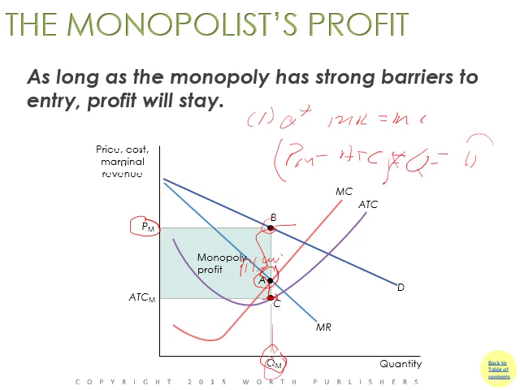Multiply that by the number of units that you sell, and that gives you total profit. So we multiply the profit per unit times the number of units we're selling, and we get this blue shaded area, which is the monopoly profit. And as long as the firm can maintain these barriers to entry, they're likely to keep their market share, and there's no reason to think that they can't maintain positive economic profits in the long run if other firms aren't able to enter this industry.